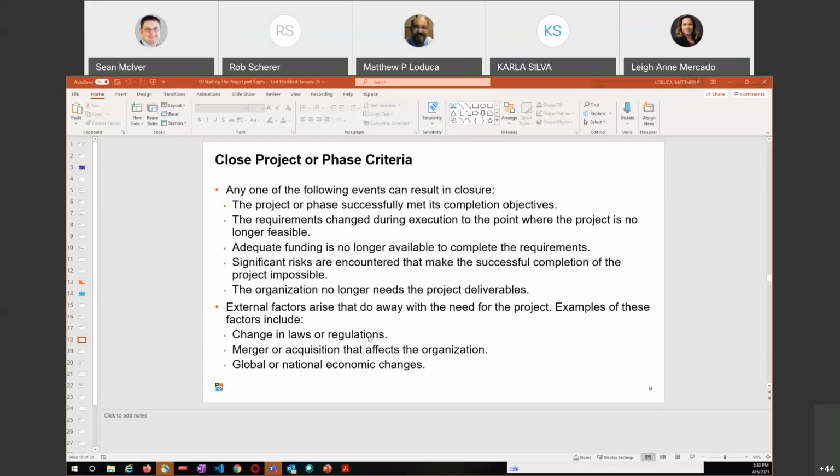Adequate funding is no longer available to complete the requirements. I don't know if anybody out here has had their funding yanked from them and they had to end a project early, but I have had that happen a lot. So adequate funding is no longer available. Project's over. You still have to close out though, but that's what happens.